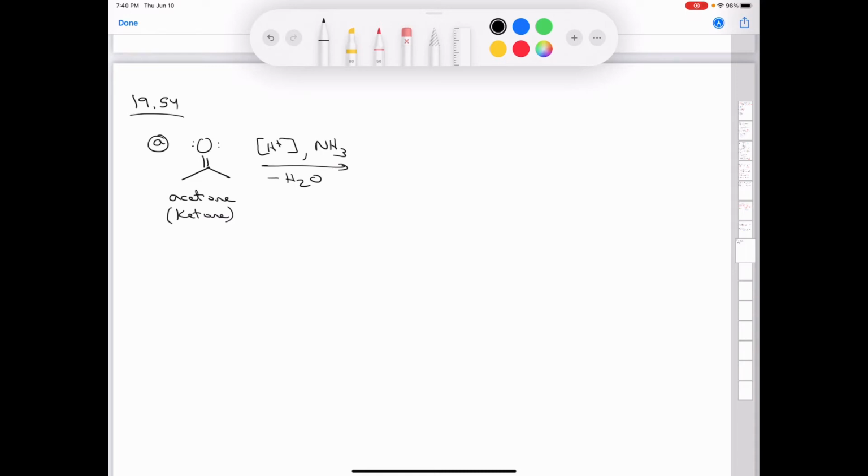Question 19.54 says, predict the major product or products from the treatment of acetone, which is this ketone, simplest possible ketone, with each of the following. So we'll start with A. We're treating acetone with a catalytic amount of acid and ammonia, and we're losing water. What we end up with is, instead of a double bond to oxygen, a double bond to nitrogen, like this, and this is called an imine.